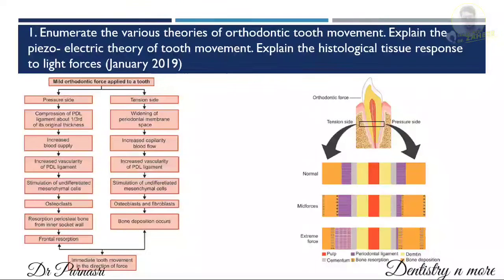Then coming to the third part of the question, asking us to explain histologic response to light force. Light force meaning mild forces. So you can add this diagram here. This is how the tooth anatomy looks normally, and when a mild force is applied, this is how it appears. So the plus symbols are the bone deposition. This is the tension side where there is stretch, and minus shows the bone resorption. This is the pressure side. So you can explain the steps that are occurring on the pressure and the tension side when a mild force is applied.